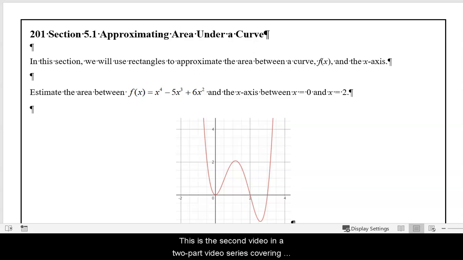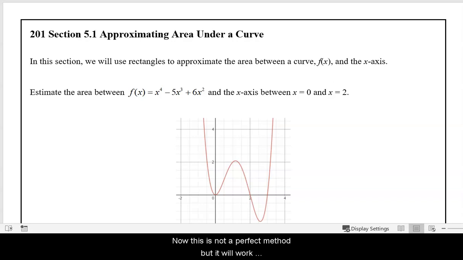This is the second video in a two-part video series covering section 5.1 out of the OpenStax Calculus book, Volume 1. Section 5.1 addresses approximating the area under a curve. In the first video, we talked about the fact that we may want to know how much area is between a curve and the x-axis. When we do this, we can approximate that by using a rectangle and finding the area of the rectangle instead.